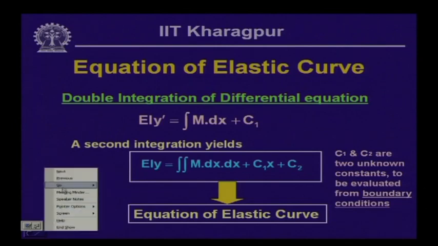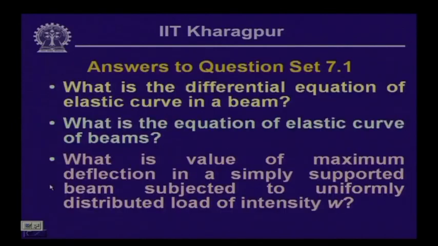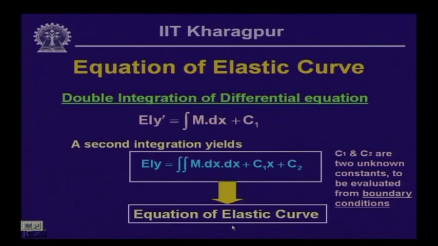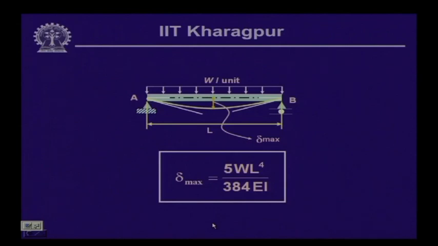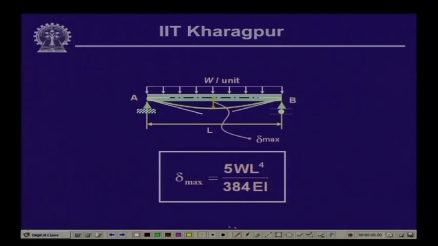Now, the third or last question posed was: what is the value of maximum deflection in a simply supported beam subjected to a uniformly distributed load of intensity W? Last time we had evaluated the expression for the elastic curve and subsequently the deflection at different points.